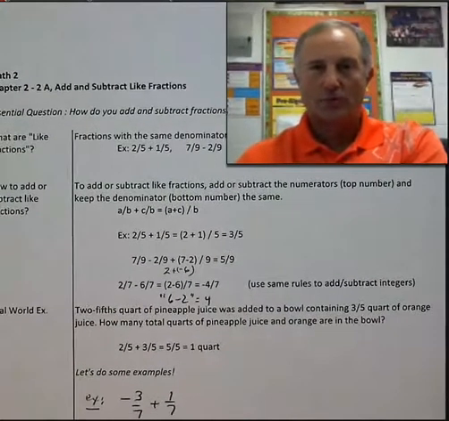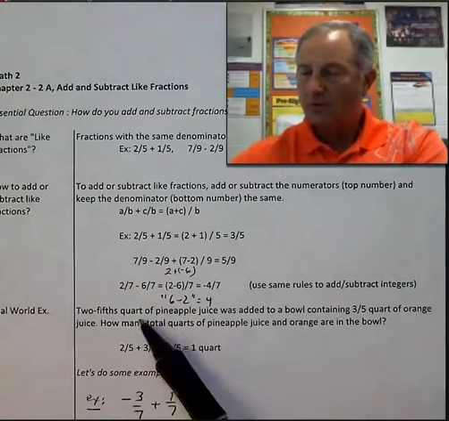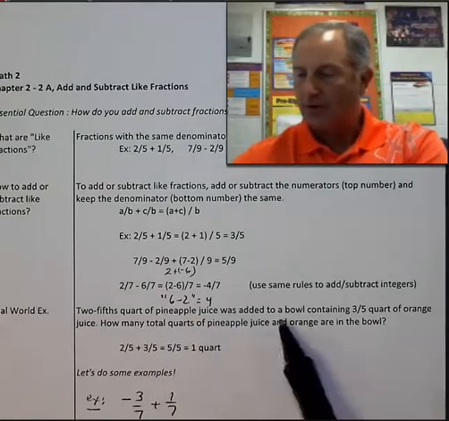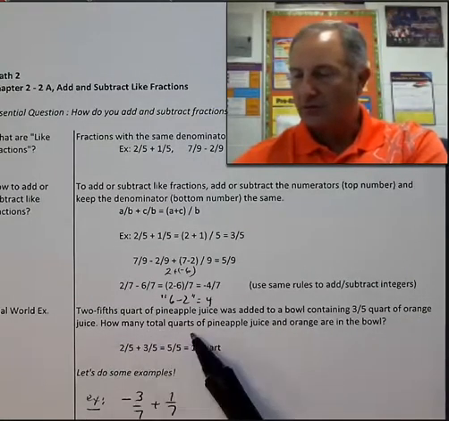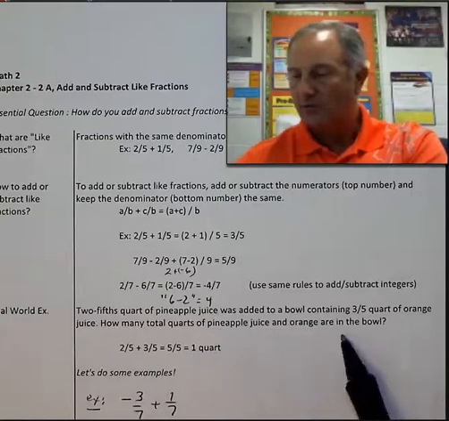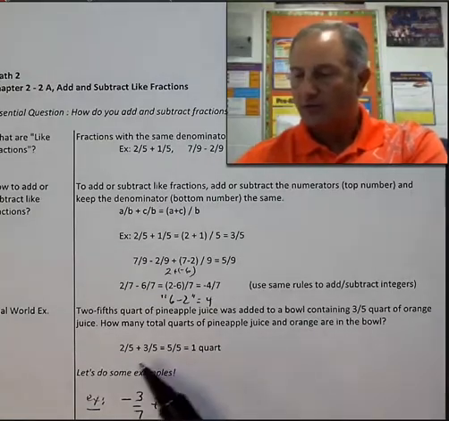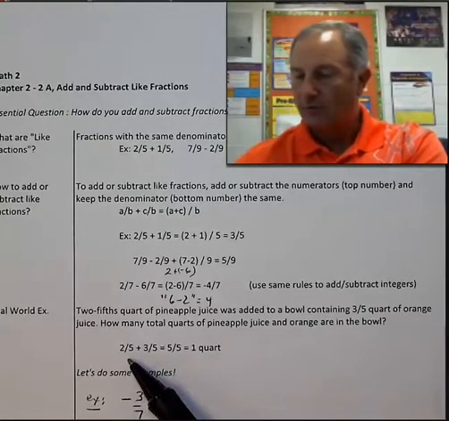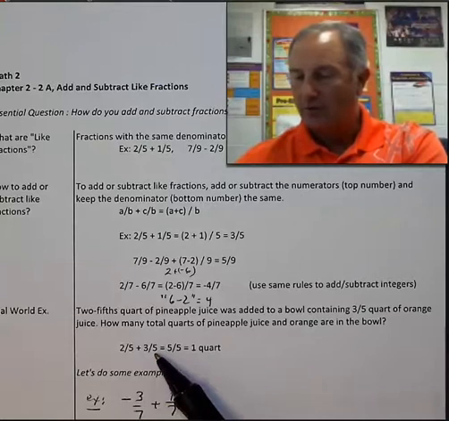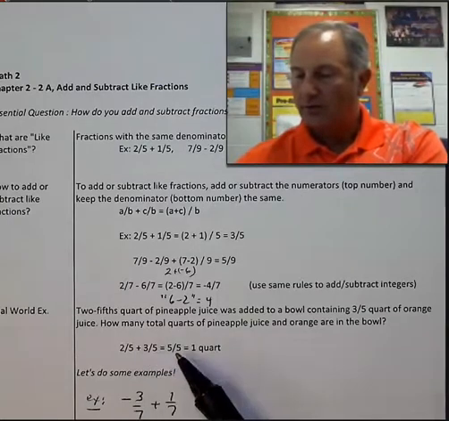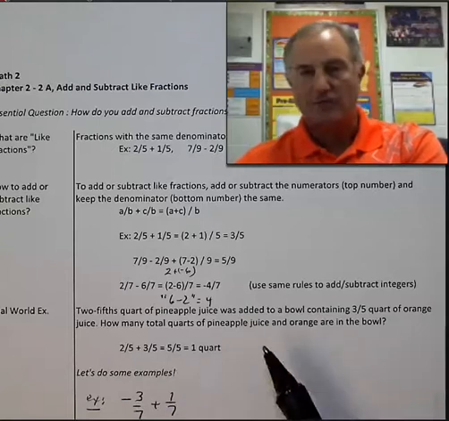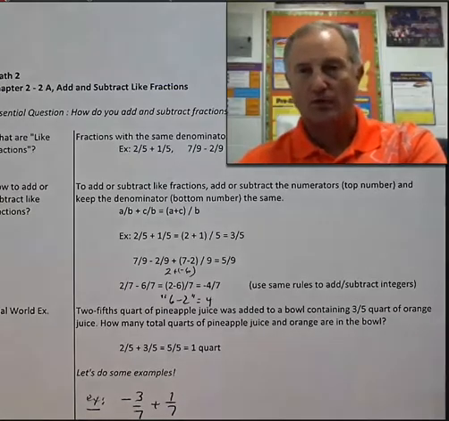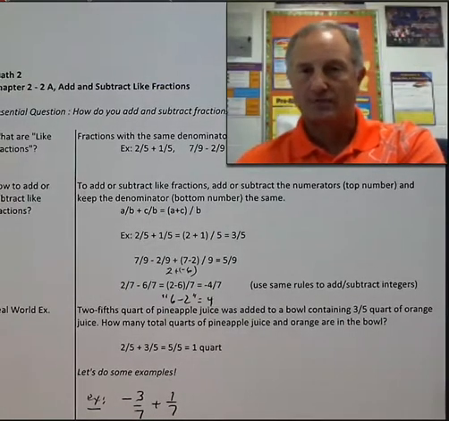Real world problem here. If 2/5 a quart of pineapple juice was added to a bowl containing 3/5 a quart of orange juice, how many total quarts of pineapple juice and orange juice are in the bowl? So what we're looking at is we took 2/5 of a quart and we added 3/5 of a quart. We have a like denominator, so we keep it the same. 2 plus 3 is 5, and 5/5 is just 1. So we have 1 quart total with a combination of pineapple and orange juice.